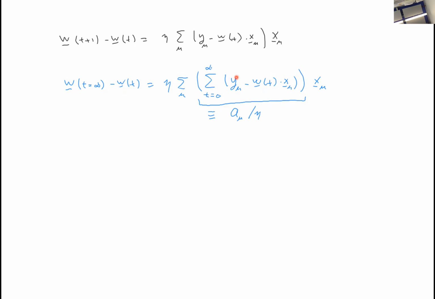And this is typical of over-parameterized networks. They can fit the training data perfectly. So what this says is that eventually, as t goes to infinity, y mu equals w at t equals infinity dot x mu. So we fit the data perfectly.